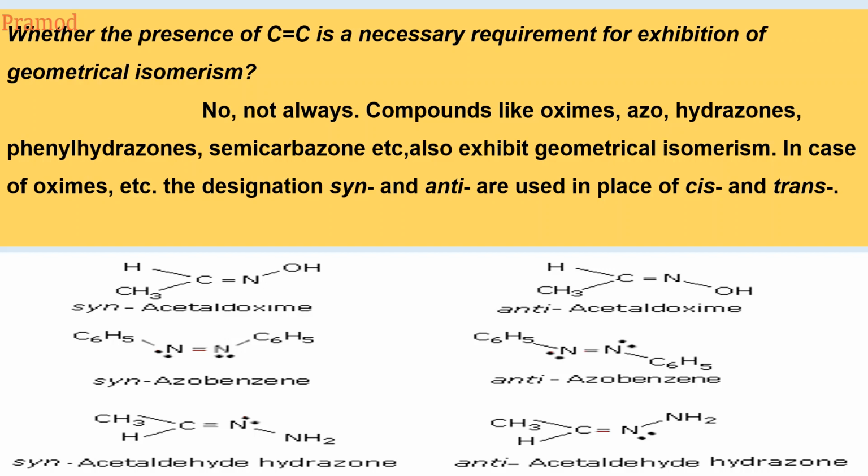So if a question comes on geometric isomerism, you have to explain first of all the double bond, then the cyclic compounds and aldoximes, syn and anti. All these things have to be included in your answer.